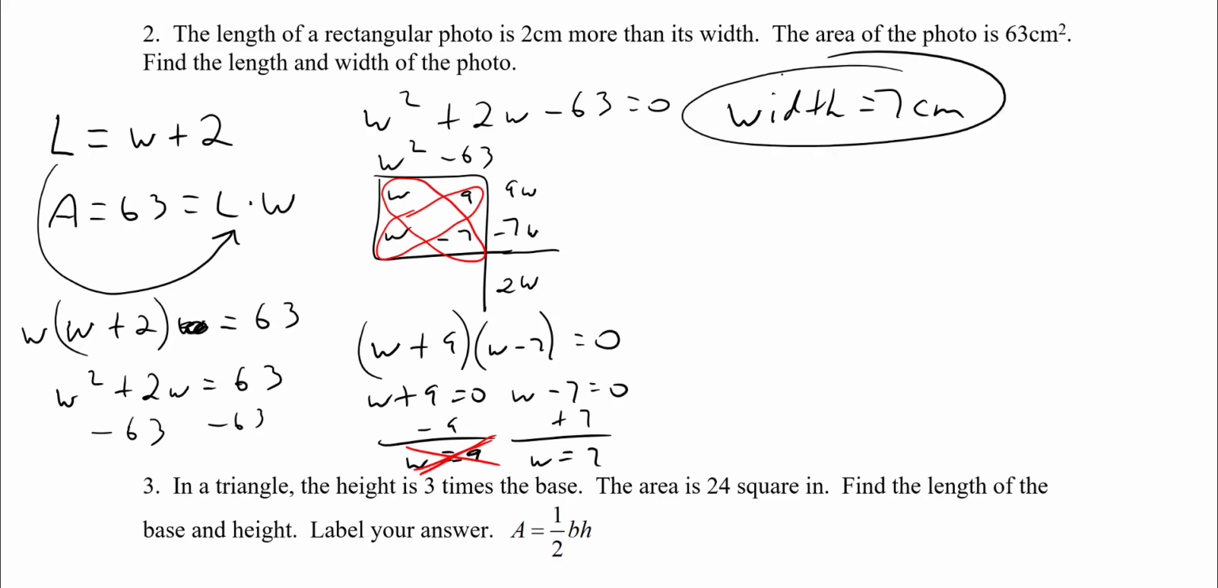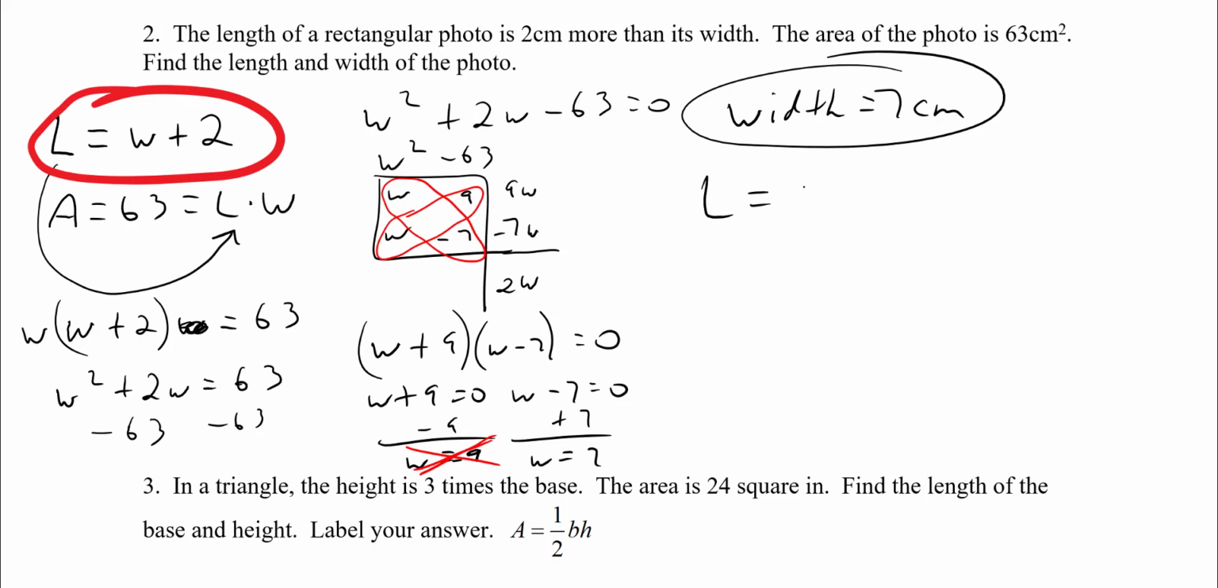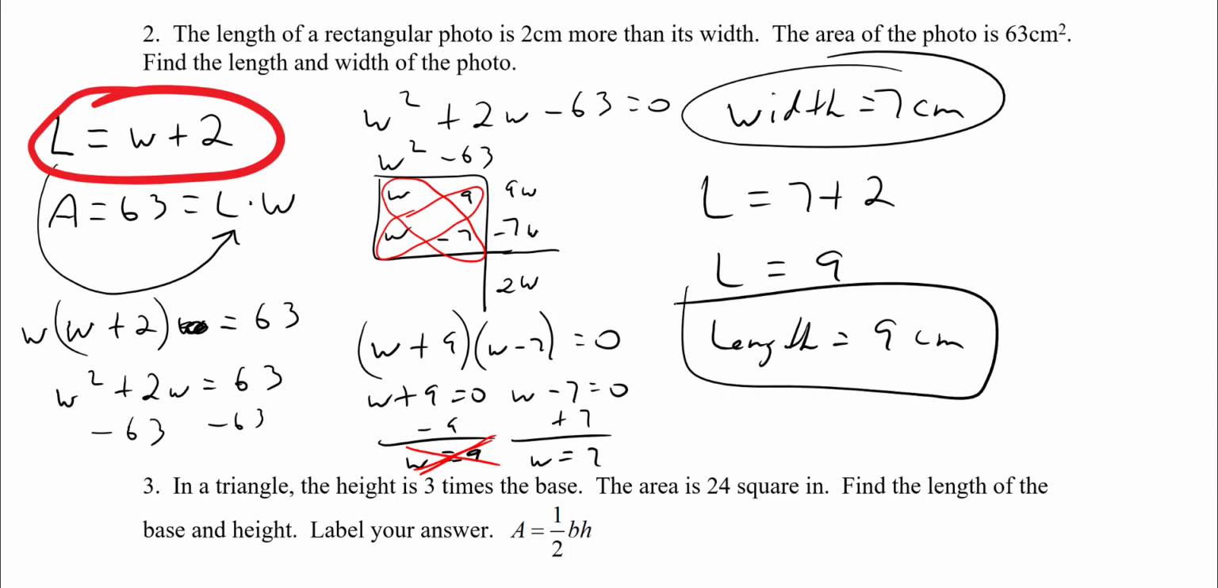Okay, there we go. And then to find the length, plug it into the other formula here. L equals W plus 2. So 7 plus 2. So L equals 9. So length equals 9 centimeters. And guys, this is easy to check too. I mean, look, the length is 2 more than the width. 9 is 2 more than 7. And if I multiply those together, 9 times 7 is 63. So that's the area, and I'm good to go.